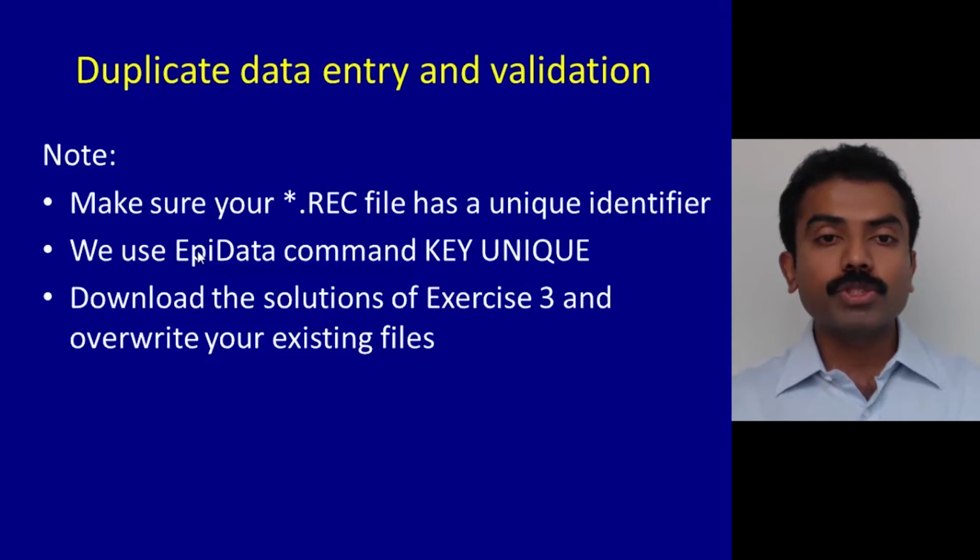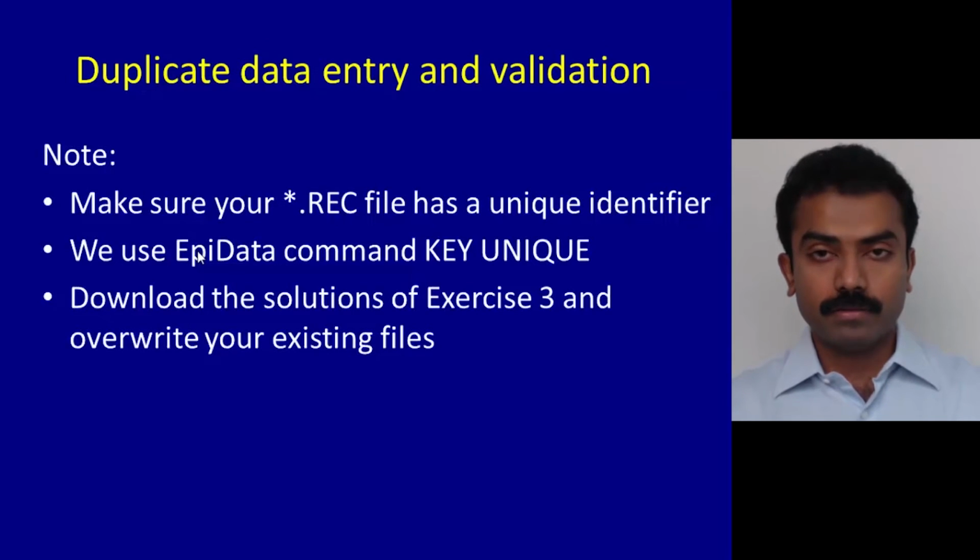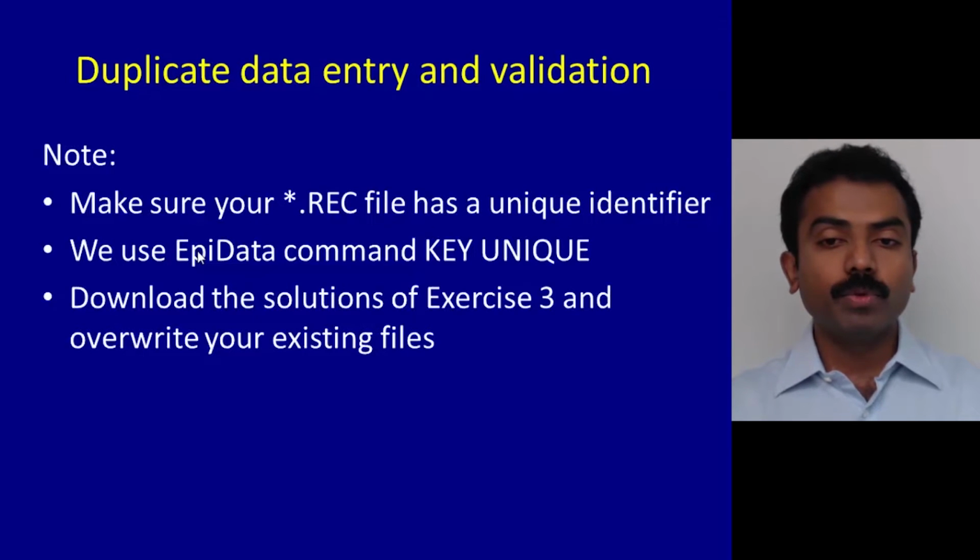So a couple of points to note before we can go further in duplicate data entry and validation. First of all, make sure your rec file has a unique identifier. That's very important because that is going to be the pivot with which we are going to compare the two files. And you know that we use key unique as the command to make some variable a unique identifier.